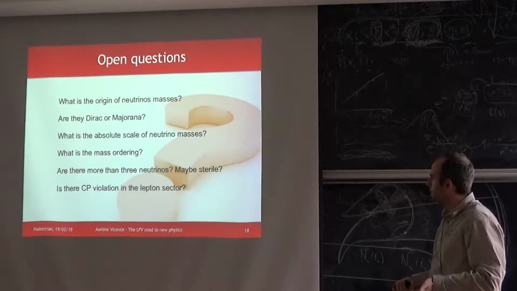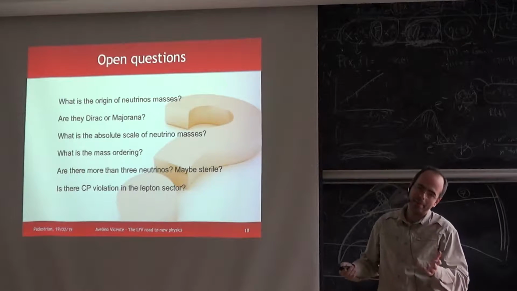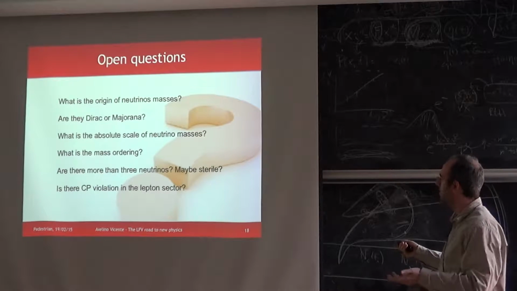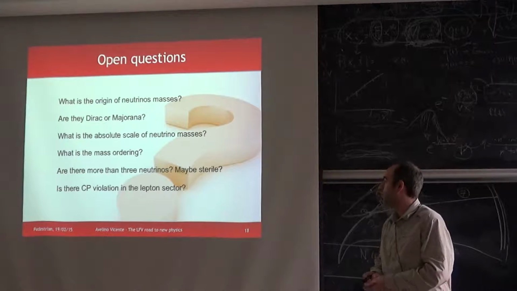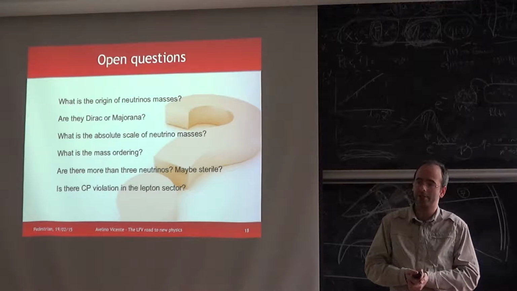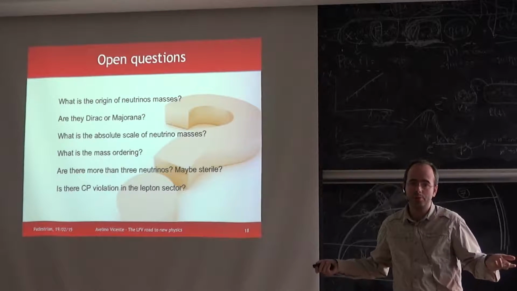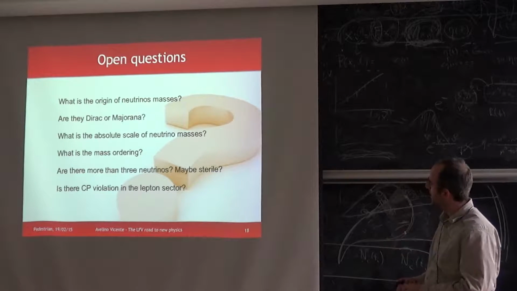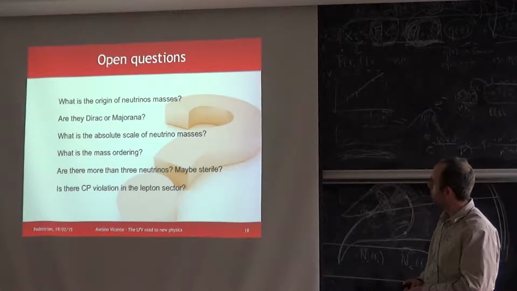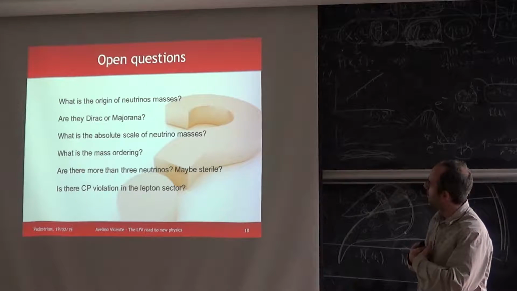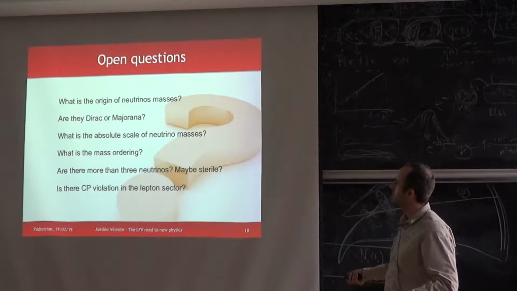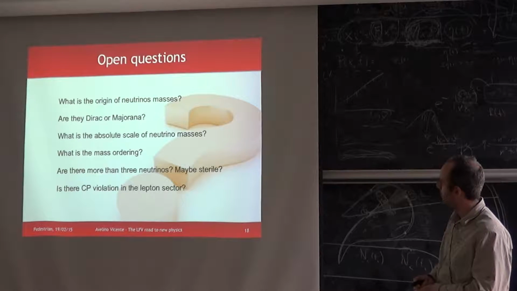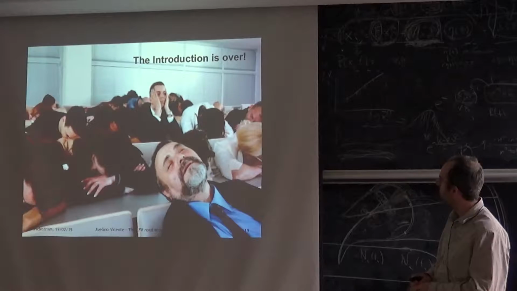Also, maybe there are more than 3 neutrinos, and there are some experiments with some anomalies that may be pointing to the existence of some additional sterile neutrinos. We don't know whether there is CP violation in the lepton sector. We know there is in the quark sector, maybe also in the lepton sector, but we don't know yet. So as you see, this is a very active field of research. There are many open questions, and people have been proposing models, proposing ideas, making experiments to solve these questions. So with this, I conclude the introduction.